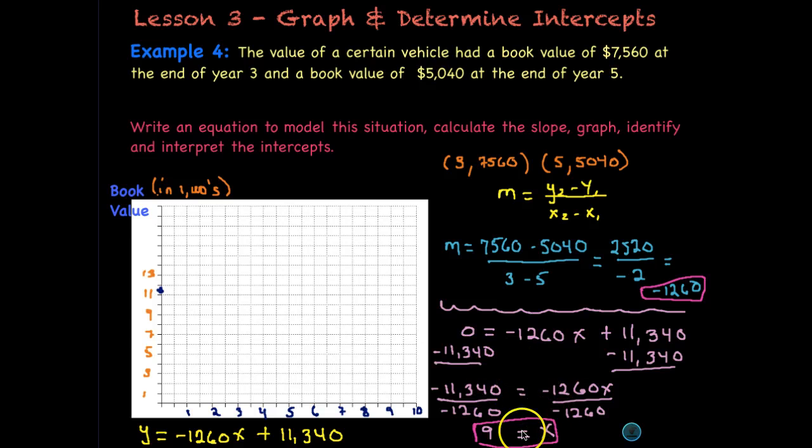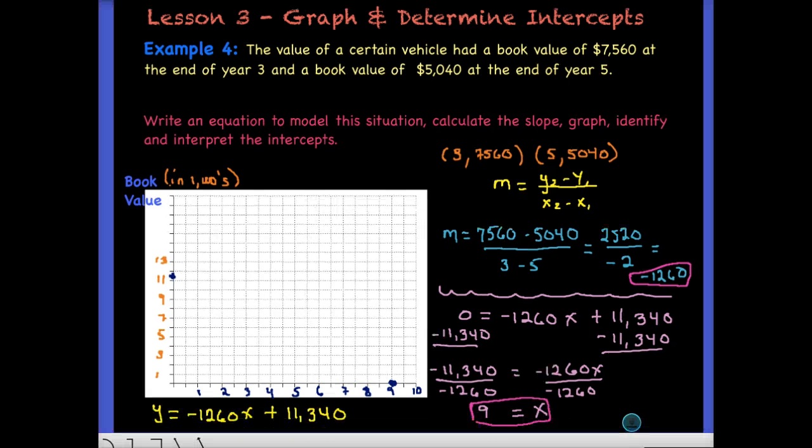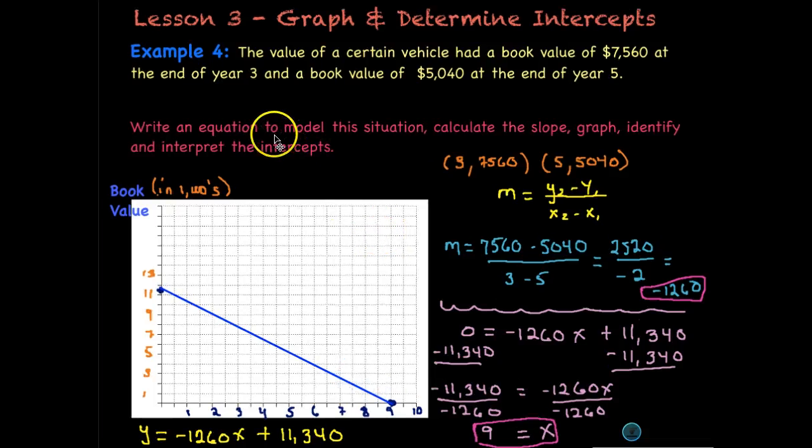Solving for x, I get 9. So I know then that I have an x-intercept of 9. I can plot that point. I can now draw my line. And I have graphed my equation. Let's go ahead and interpret our intercepts. So here, this is saying that at year 0, we have a book value of 11,340, which means that's our purchase price.